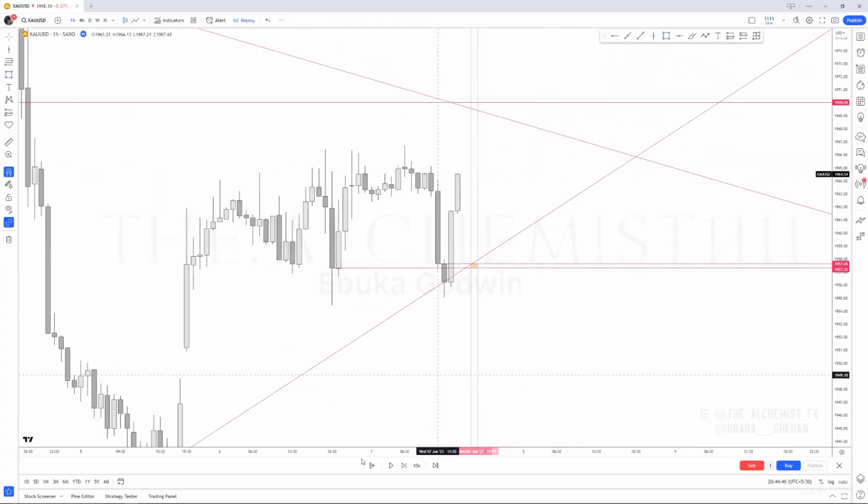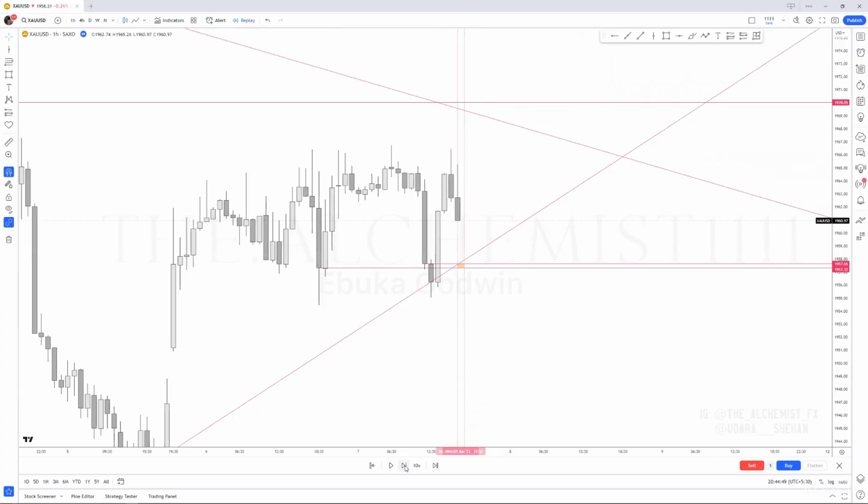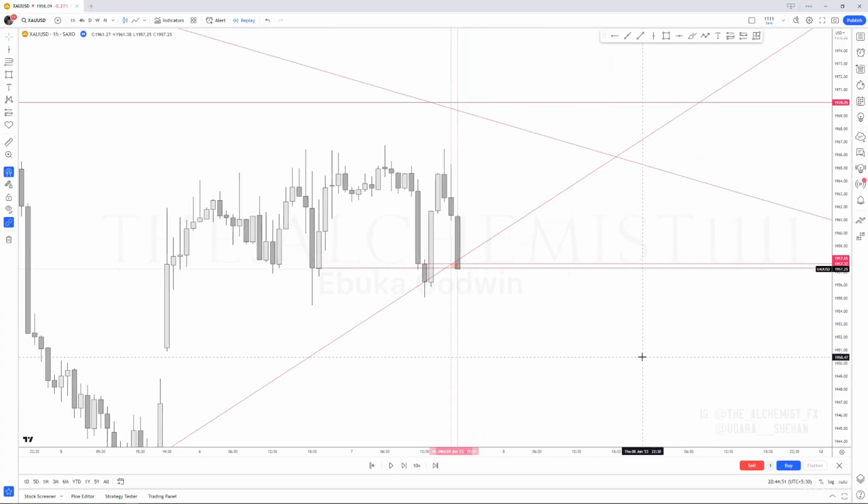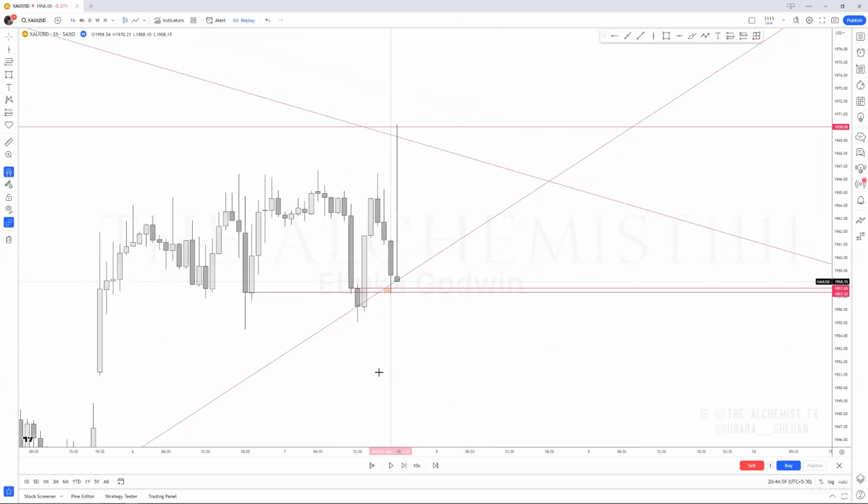And then did you see the reaction? Look how good this is. Right at 6:30 p.m., see that? Right at 6:30 p.m. we got into the zone. Okay, trend line overlaps, key levels, perfect. And then what happened? Boom, right away.